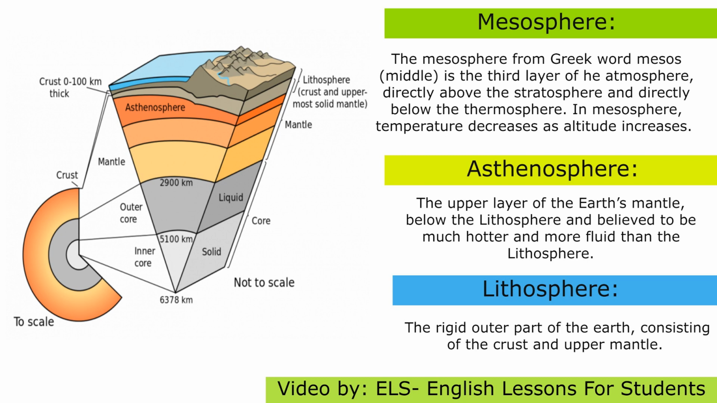Now I think you are clear about these three terms. The mesosphere, from the Greek word mesos, middle, is the third layer of the atmosphere. And the asthenosphere is the upper layer of the earth's mantle below the lithosphere, believed to be much hotter and more fluid than the lithosphere. And what is the lithosphere? The rigid outer part of the earth consisting of the crust and upper mantle. I think you are clear now.